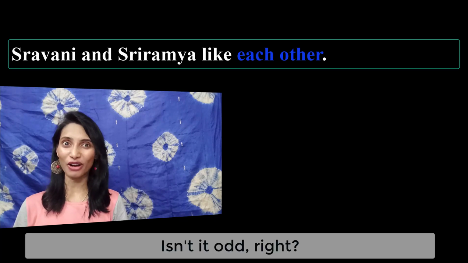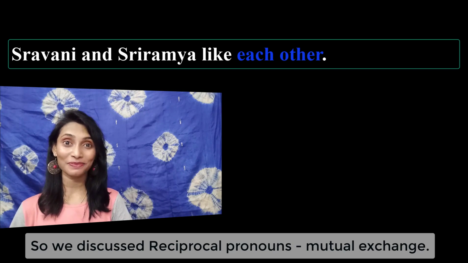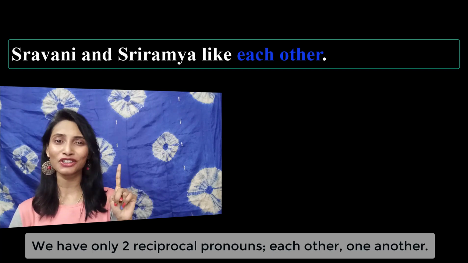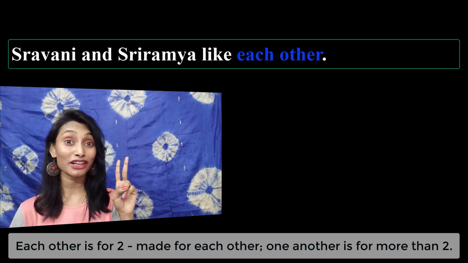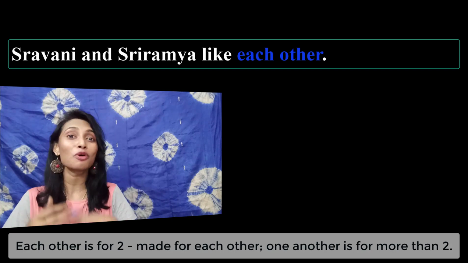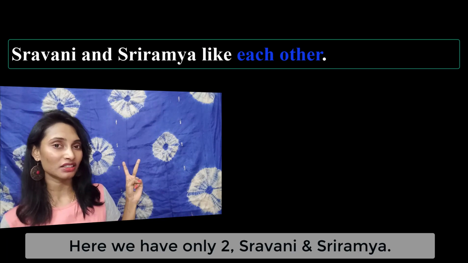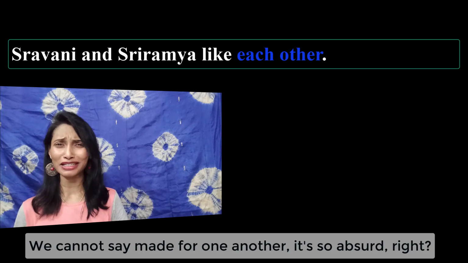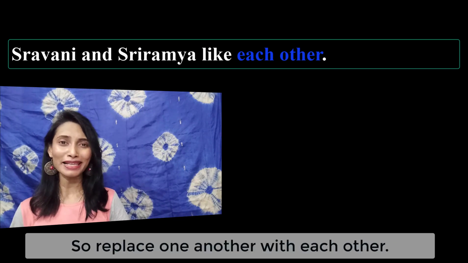Isn't it odd? Right? So we discussed reciprocal pronouns, mutual exchange. We have only two reciprocal pronouns, each other, one another. Each other is for two, made for each other. One another is for more than two. Here we have only two, Shravani and Sriramya. So we have to use each other, not one another. We cannot say made for one another. It's so absurd, right? So replace one another with each other.